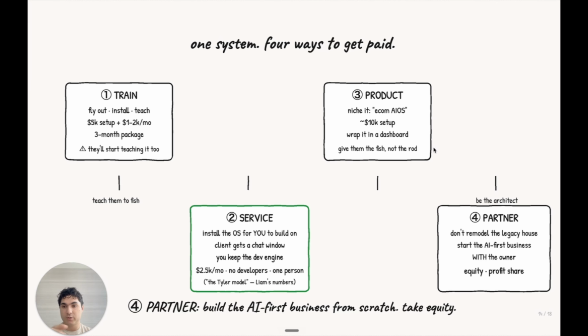So there's 4 models. You can have the train model, or you can have the service model, the product, or the partner model for the agency OS. These are 4 models that are all very good, and you can use any of these to make sure that you can actually get paid and get reliable results for your client.